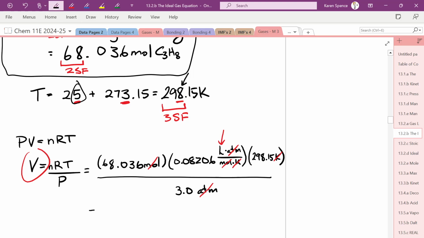Okay, and you just plug everything in and we get what we get. So I don't know. Let's plug it in. 68.036 times 0.08206 times 298.15 divided by 3 equals 554.9 liters, which is going to then round to 2 sig figs, which is going to be 550 liters.